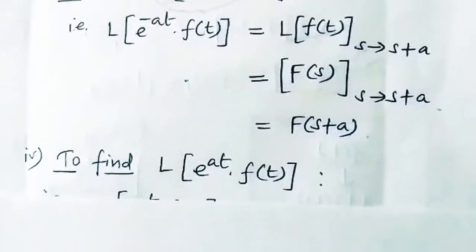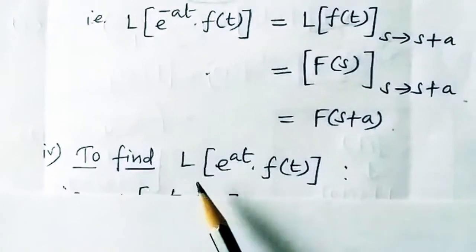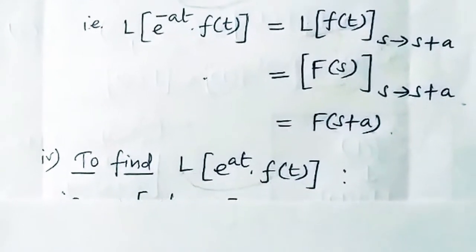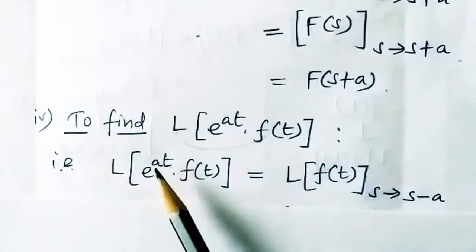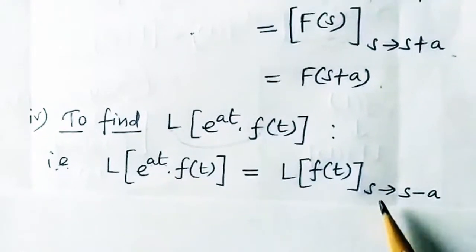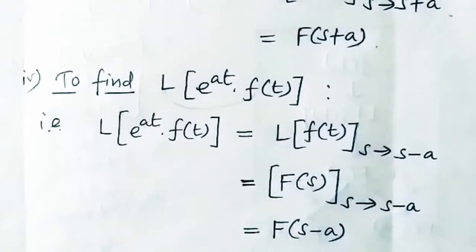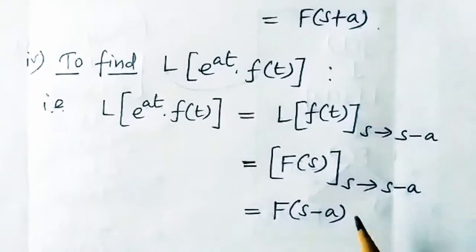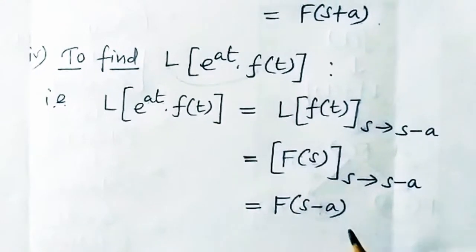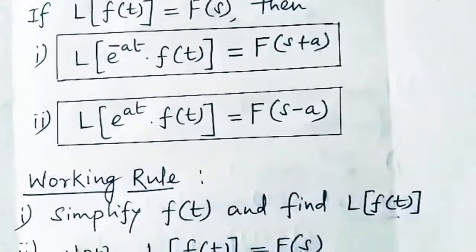Now let's talk about the second one, Laplace of e raised to at into f of t. As usual, first find Laplace of f of t. Again, the coefficient of t is plus a, so s has to be replaced by s minus a, and accordingly we can rewrite F of s as F of s minus a. So this is the first shifting theorem.